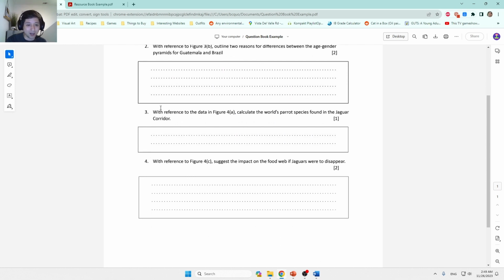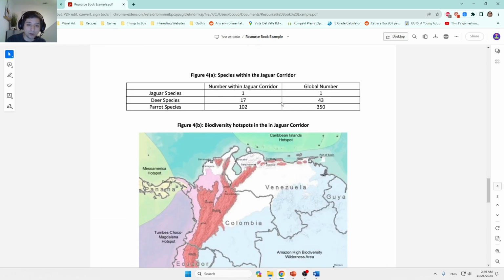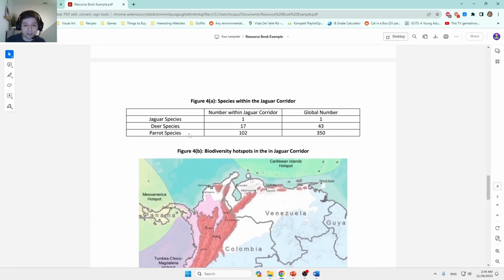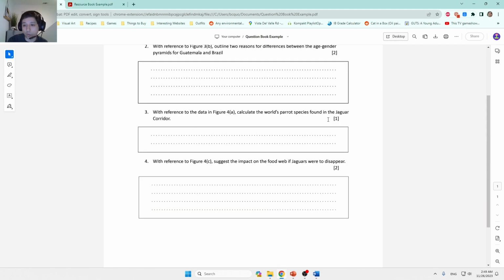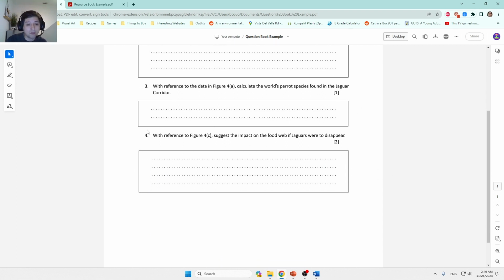Okay. Question 3, with reference to the data in Figure 4a, calculate the percentage of the world's parrot species found in the jaguar corridor. So Figure 4a, we go down here, we see parrot species, 102 in the jaguar corridor, 350 worldwide. We do a simple calculation, we come up with a percentage, and that should be your answer here. Again, a 1-point question, fairly simple. No real background knowledge, you just need to do a simple math problem here.